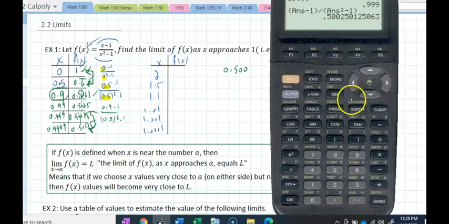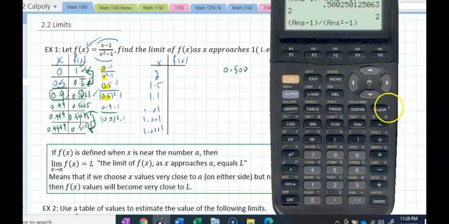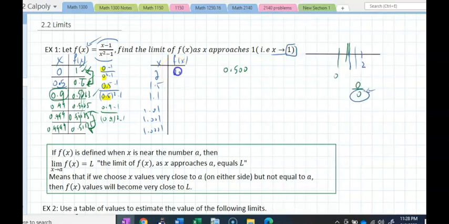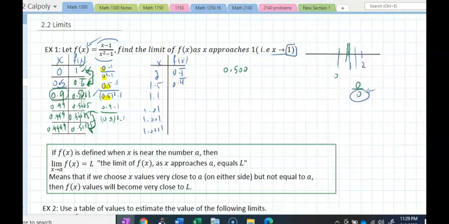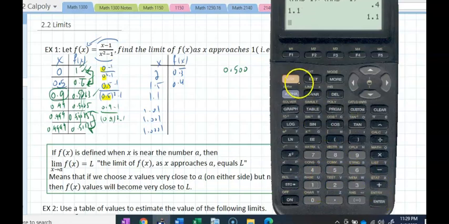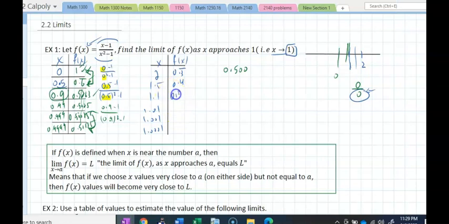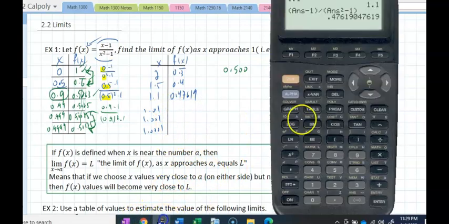If I type in 2 and store 2 in my calculator, my answer is 0.333. And if I go for 1.5, that's closer to 1. That's 0.4. How about 1.1? That's 0.47619. How about 1.001? Nope. Well, let's do 1.01.